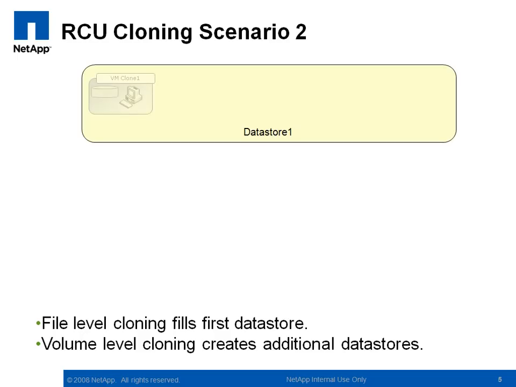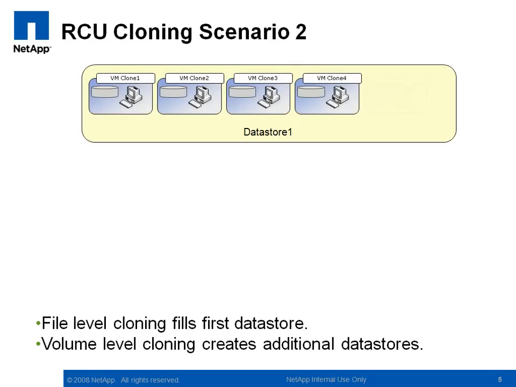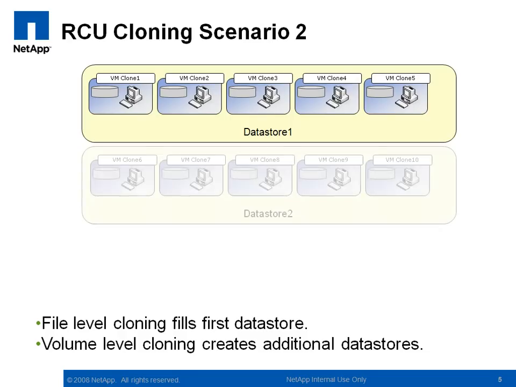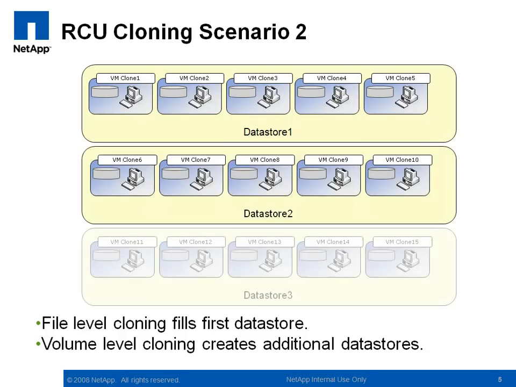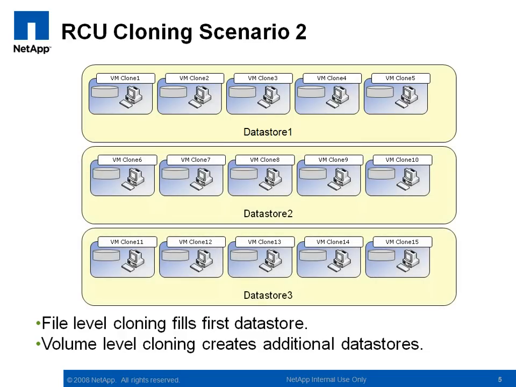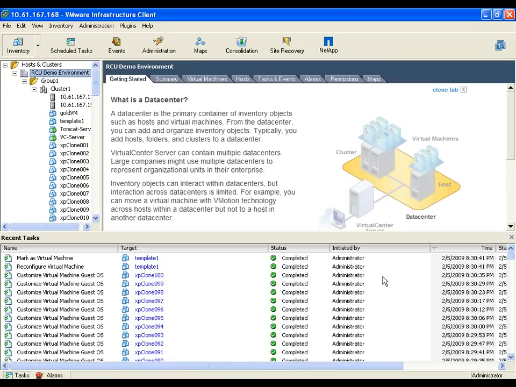As we can see here, the rapid cloning process is again using file-level cloning to fill a data store with virtual machine clones. When the first data store has been filled with the desired number of virtual machines, volume level cloning is then used to clone entire data stores and all of the virtual machines within them. This process makes it possible to create very large numbers of virtual machines in a short period of time. As we return to the VMware Infrastructure Client to observe the outcome of the cloning process, we can see that we have now created 100 new virtual machine clones, again in a matter of minutes.